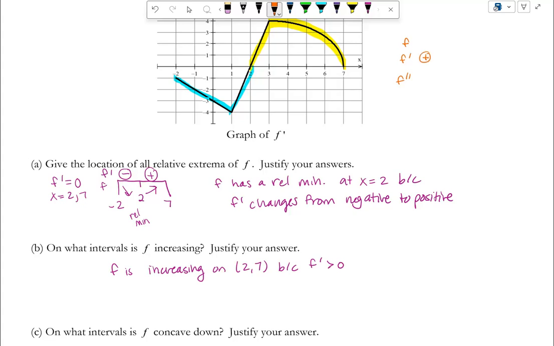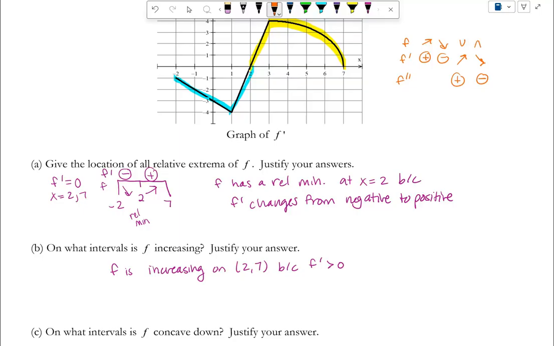Something that helps me to think through this is, again, where f prime is positive, that tells me f is increasing. Where f prime is negative, f is decreasing. I don't necessarily know anything about my second derivative here. But I do know where my first derivative is increasing, that would have to be where my second derivative is positive, f is concave up. Where my first derivative is decreasing, my second derivative is negative, and our graph of f is concave down.